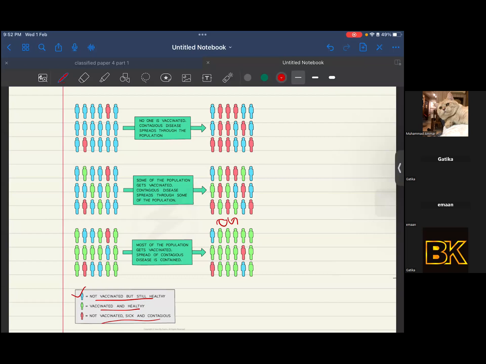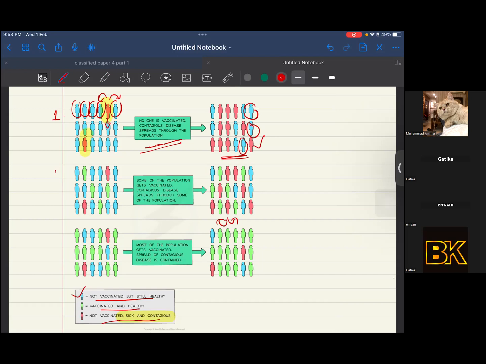Okay. So let's talk about the first scenario. In this picture we can see all these blue people are not vaccinated but they're healthy, they're fine. But the two red ones, let's highlight them, are not vaccinated and they're sick and contagious, so they can spread that virus or bacteria to their neighboring people or whoever is in contact with them. Here, no one is vaccinated, so the contagious disease spreads through the population. After a few hours or 1 or 2 days, the virus has spread among the whole population. All these red ones are not vaccinated and became sick because of only these two red ones. Of course, a few of them are left, but what we're trying to show is that if no one is vaccinated, the disease will spread rapidly through the population.